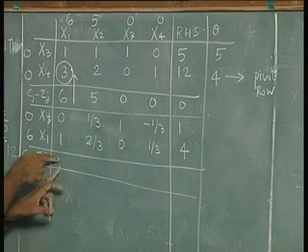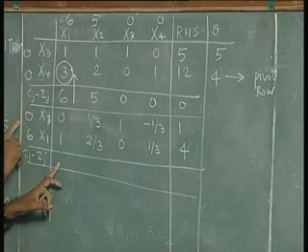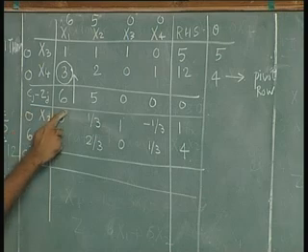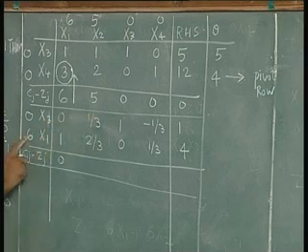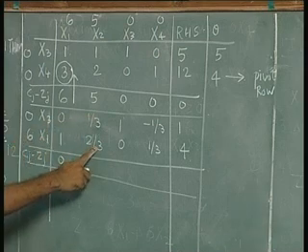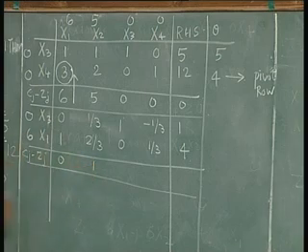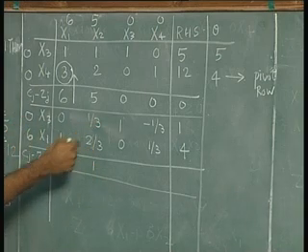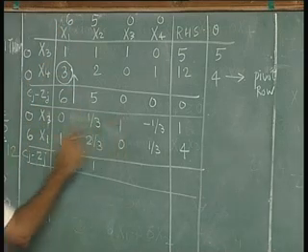Now this value is the dot product of this and this: 6 minus 0 into 0 plus 6 into 1. So 0 into 0 plus 6 into 1 is 6, 6 minus 6 is 0. 0 into 1 by 3 plus 6 into 2 by 3 is 4, 5 minus 4 is 1.